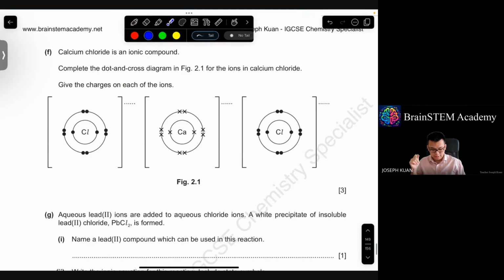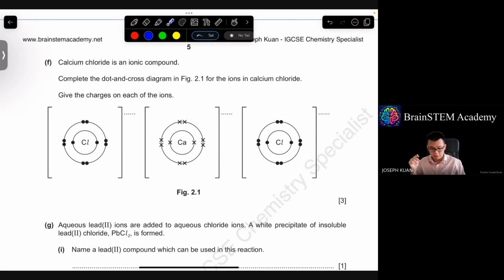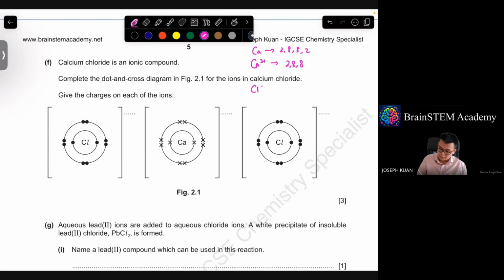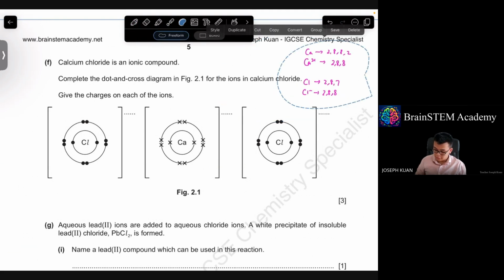Okay, next, calcium chloride is an ionic compound. Complete a dot and cross diagram for the ions in calcium chloride. Give the charges on each of the ions. So calcium is 2,8,8,2 in the periodic table. When it turns into a calcium ion, it is 2,8,8. Whereas for chlorine it is 2,8,7, and chloride is 2,8,8. So you have to draw 2,8,8 for everything.